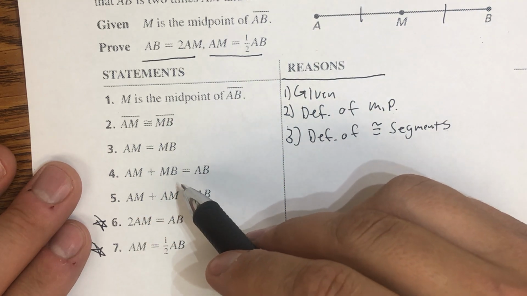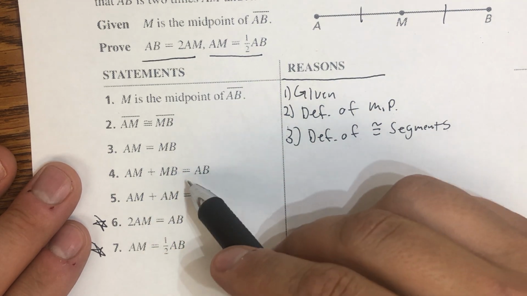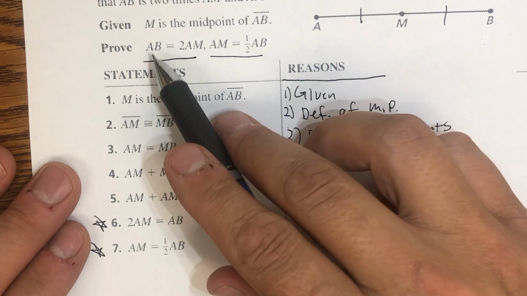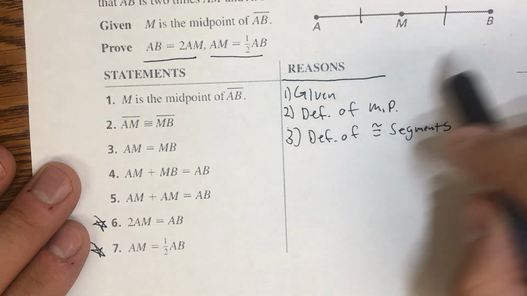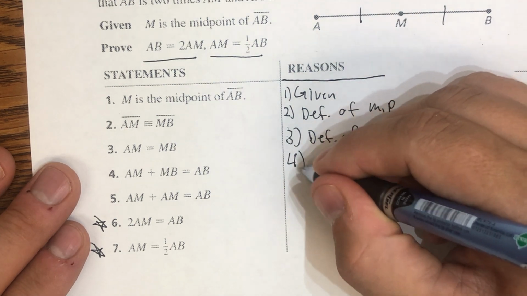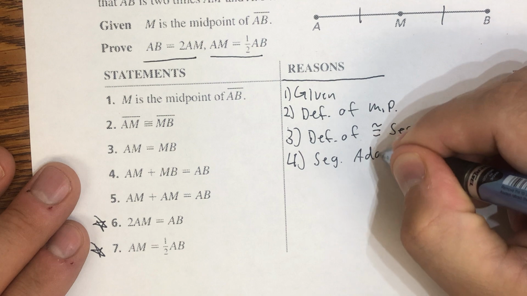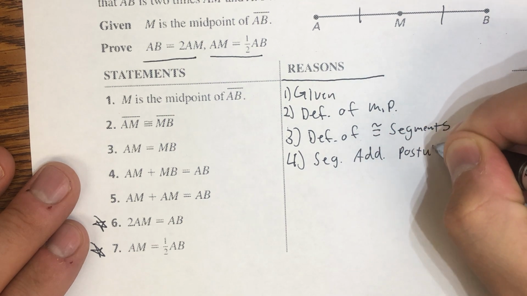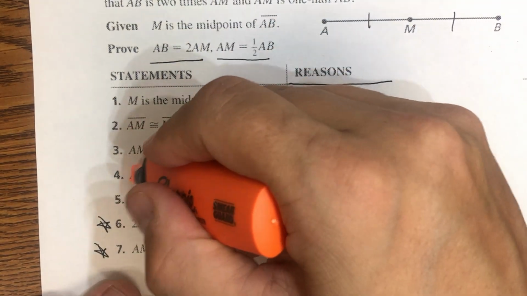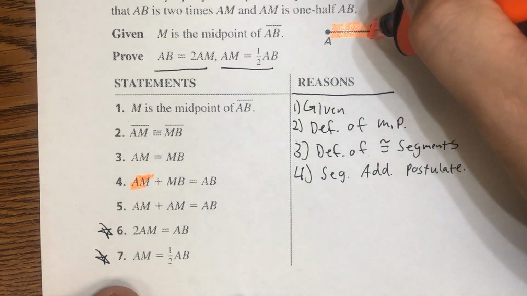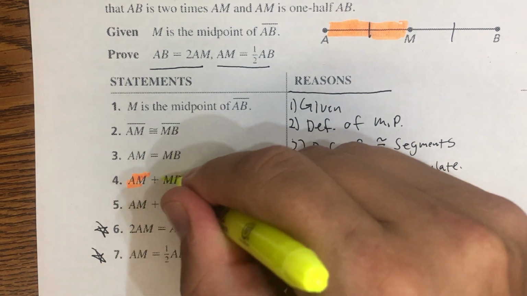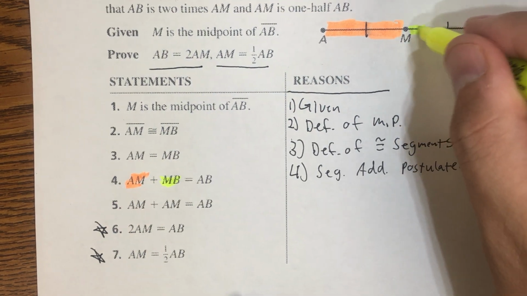Now, whole different aspect here. We brought AB into the game. The reason why we brought AB in is because we have to prove something with AB. So AB is equal to AM plus MB. Segment addition postulate for step 4. We took the two parts of it and added up to be the whole thing. So I'm going to highlight that out. AM is here, one part. MB right here. Added the two parts to get the whole thing.